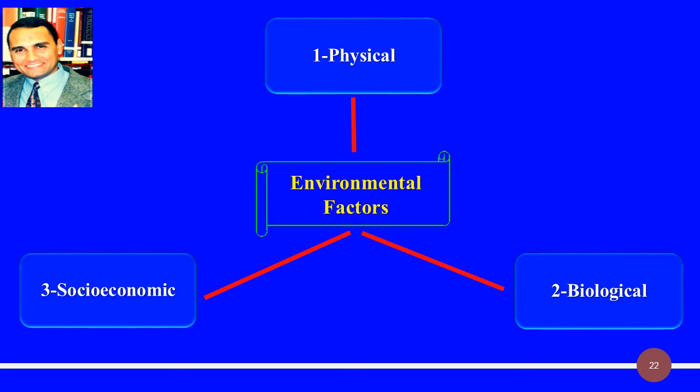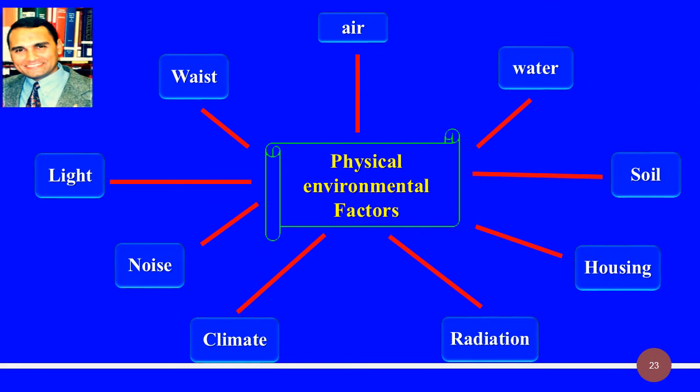Environmental factors affect the level of diseases by increasing or decreasing it, such as physical, biological, and socioeconomic factors. Physical environmental factors such as air: contaminated air causes respiratory tract infections or cancers. Contaminated water leads to diarrhea, dysentery, hepatitis, or amebiasis. Soil contamination may lead to lead poisoning, mercury poisoning, leukemia, and other skin problems such as ringworm.